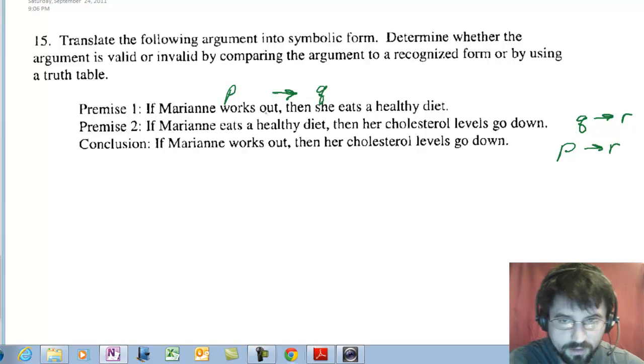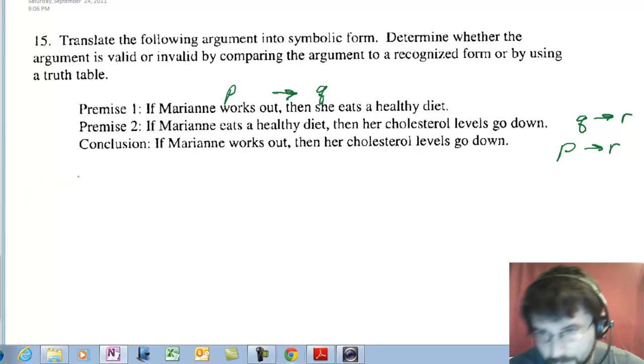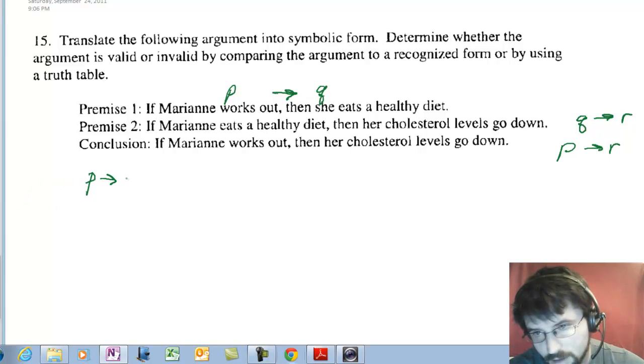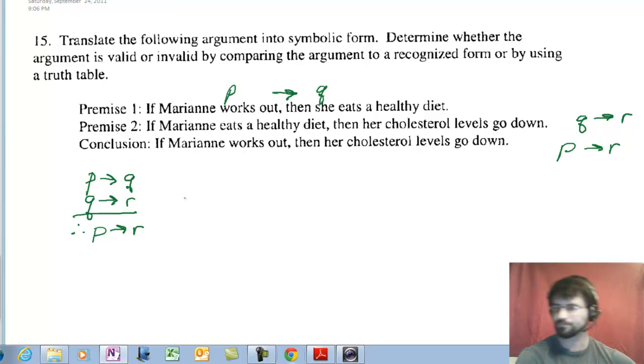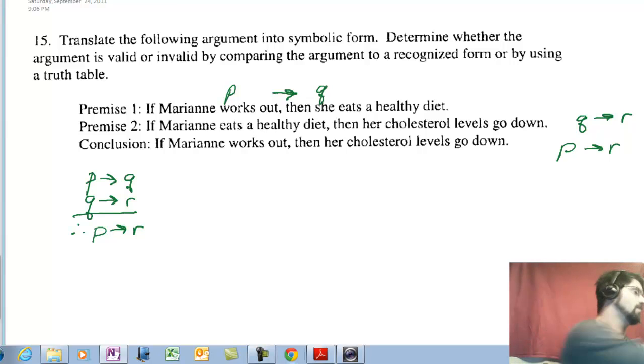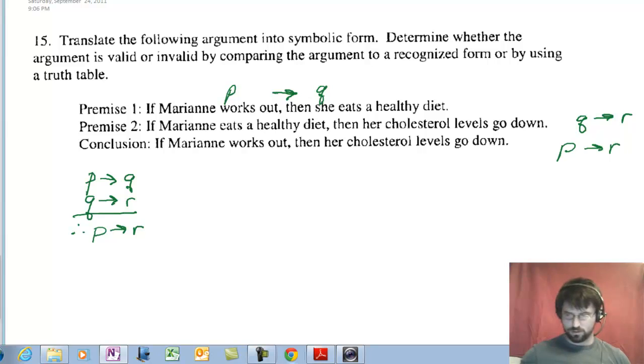That's R. So I have three statements here. And when I write the premises, it's if P then Q, and then if Q then R, and therefore the conclusion is P to R. And I think that this is the law of syllogism. When you look in the book, page 155, pretty sure. Law of syllogism, yes it is.